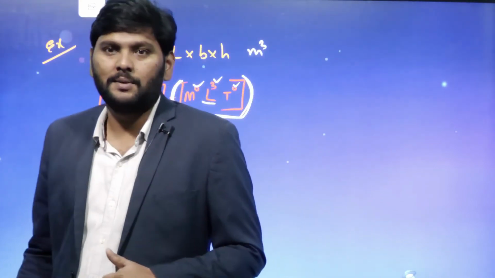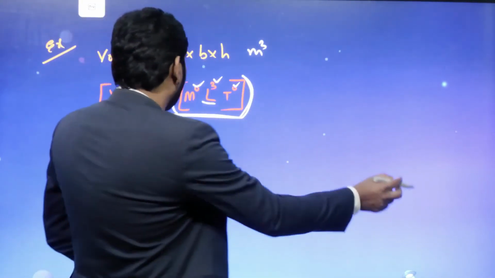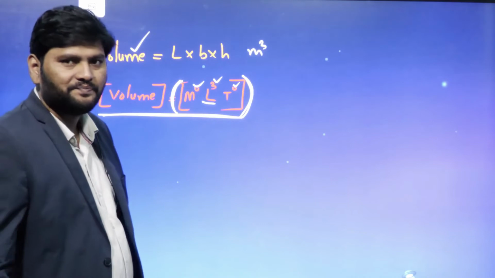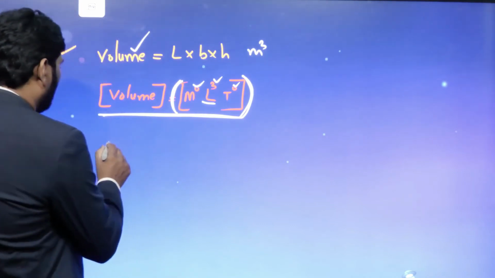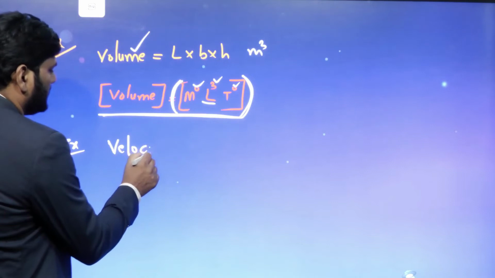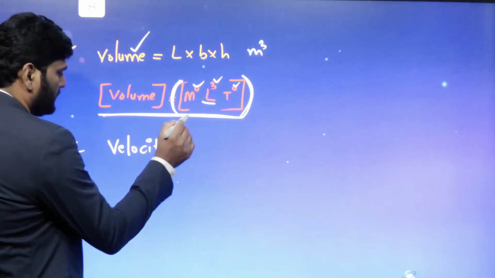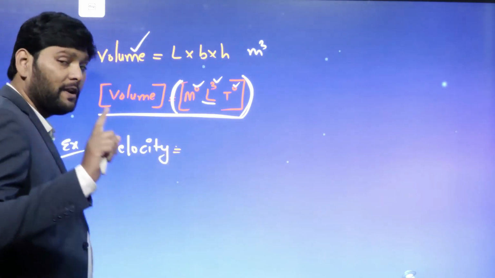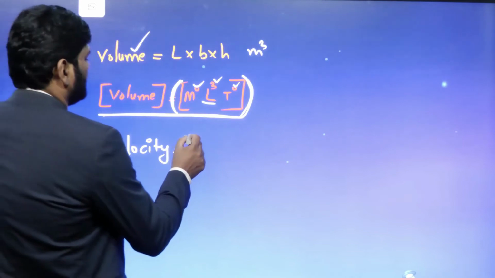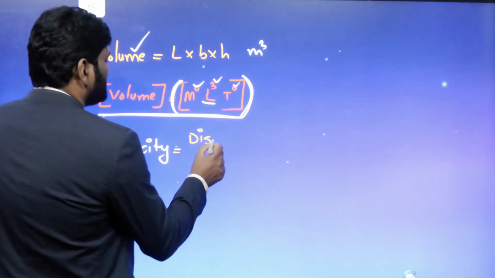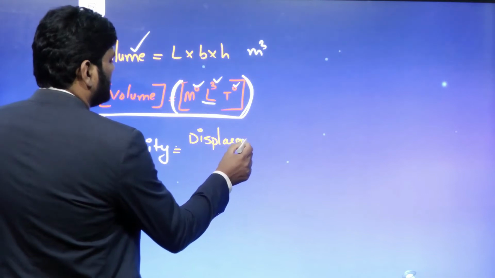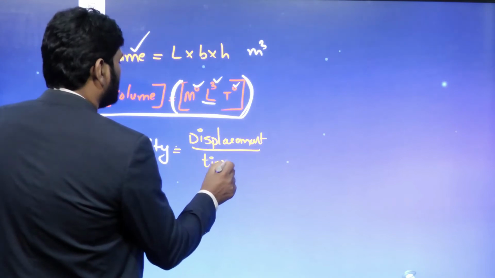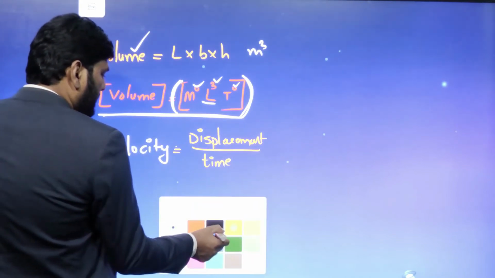Now I'll take one more example, in a different way. The example is velocity. Now, if this is velocity, what is the formula for velocity? The formula for velocity, you know very well, is displacement per time. Displacement by time.